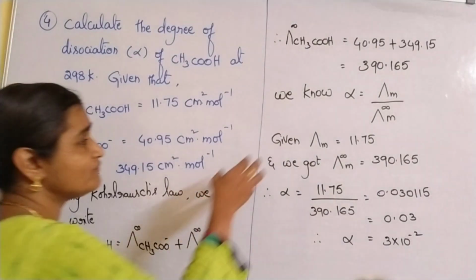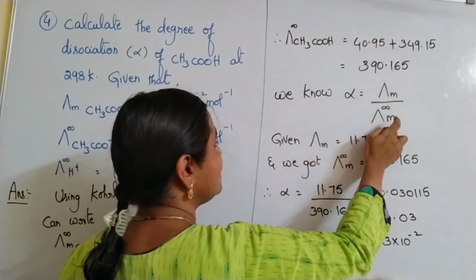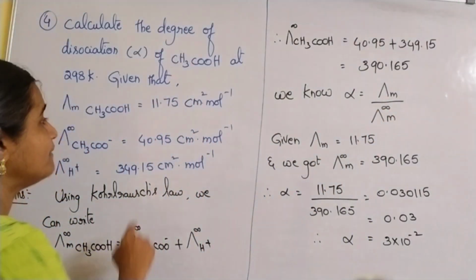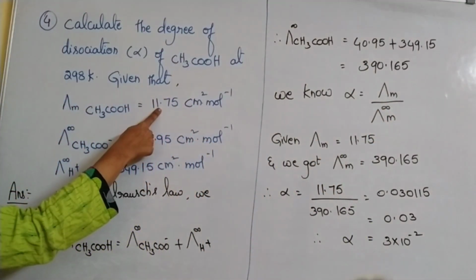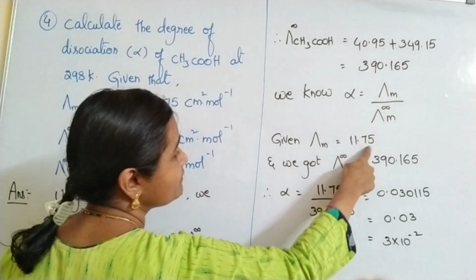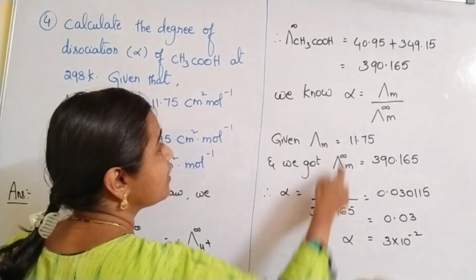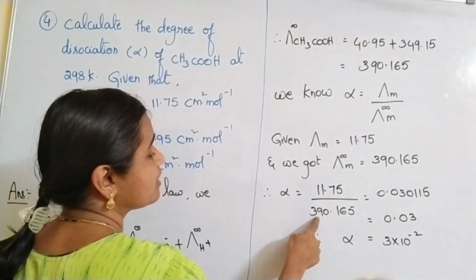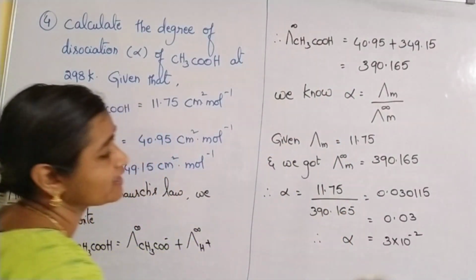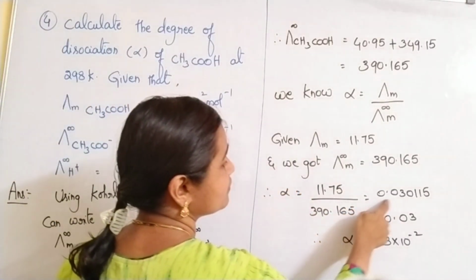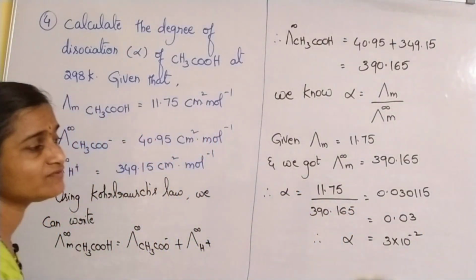So the alpha formula is lambda m by lambda infinity m. Lambda m, in the question they gave 11.75. So 11.75 by lambda infinity m, which we got as 390.165. So if you do this division, that is equal to how much? What alpha value did we get?